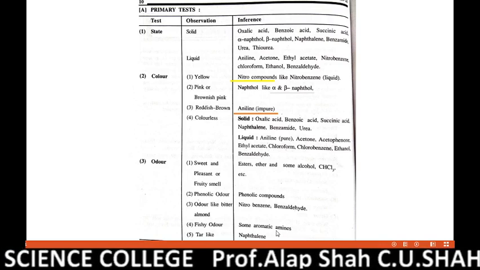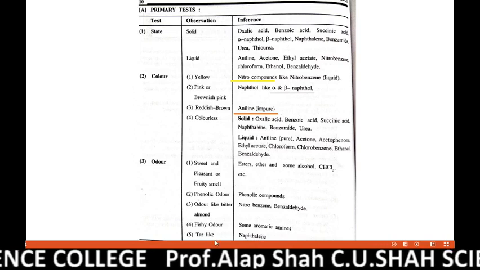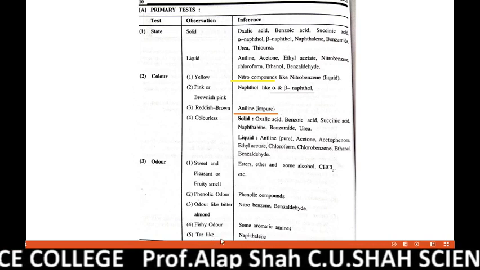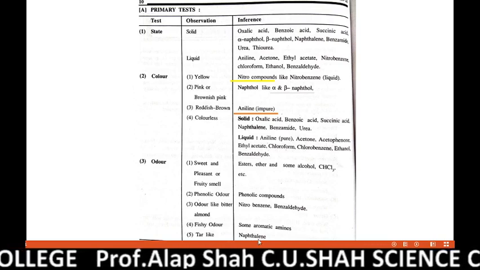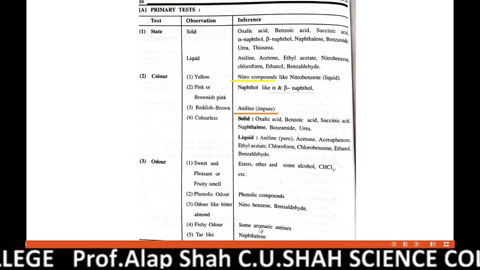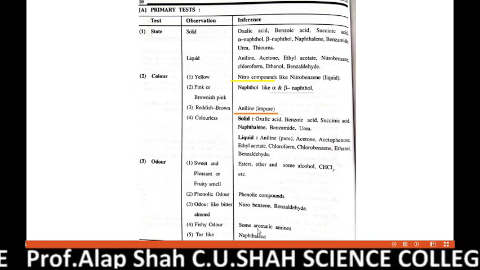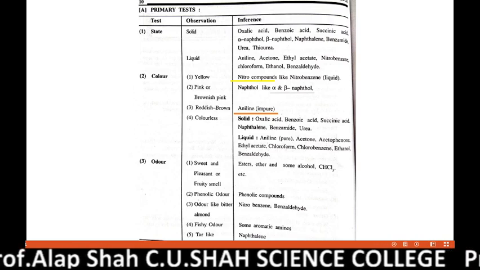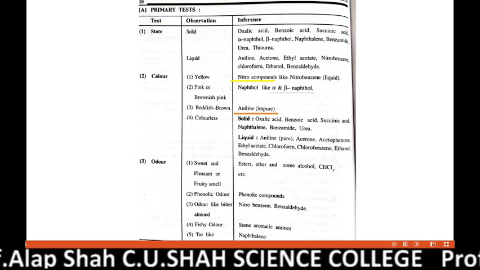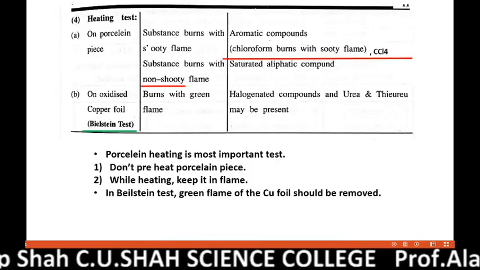Certain amines have a fishy smell, and naphthalene has a tar like smell. We are all familiar with the naphthalene balls which we use in our cupboards and for some cleaning purposes. That particular smell is of naphthalene. So see, these are the preliminary or primary tests. They can be indicative, but we should not draw the final conclusion on the basis of this test.